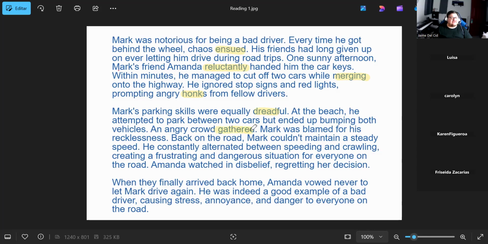Maybe gathered. I don't know if this is an unknown word for you, but I think it will be good to just double check. Blamed, recklessness, crawling, disbelief, vowed.